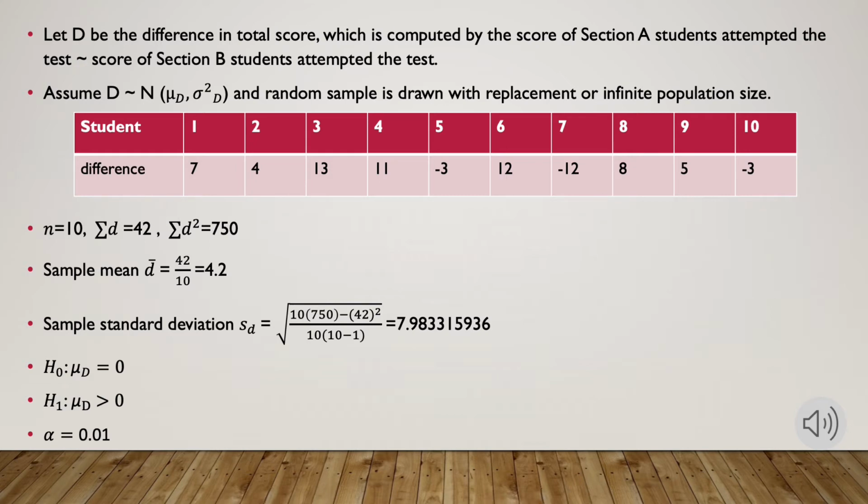Therefore, we calculate the sample mean, which equals 4.2. The sample standard deviation equals 7.983315936. The null hypothesis is mu D equals 0, and the alternative hypothesis is mu D larger than 0. Also, the significance level alpha equals 0.01.